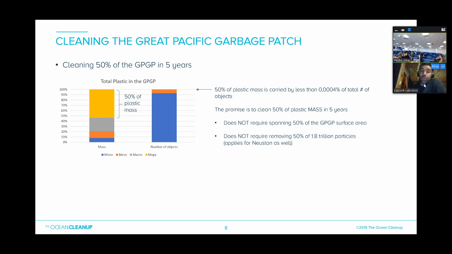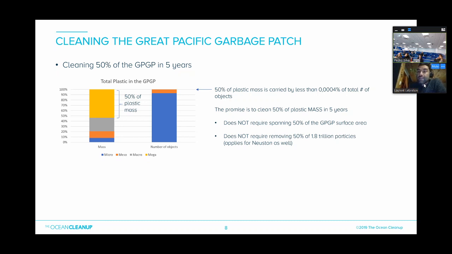Now, what's really important is we're talking about 50% of the plastic mass, and that goes back to the previous result, right? 50% of the plastic mass, if we were only to target the mega plastic, that is 0.0004% of the total number of objects, right? So it's really important that you understand what we're doing here. If you look at the left curve, there is plastic separated in different size classes, blue, micro, to yellow, mega. We're not going for the blue stuff, right? We're not pretending that we can clean 1.8 trillion plastic particles, 50% of it in 5 years, right?